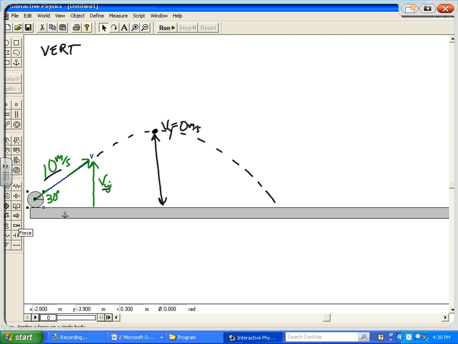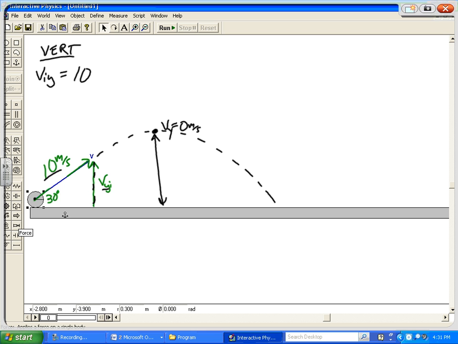Vertically, that's all we really care about, things that are up and down, to determine max height. A common mistake students make is to say the initial velocity is 10 meters per second. No, it's not 10 meters per second in the y direction. It might be 10 meters per second overall, but that 10 is not all going upwards. Some of that 10 is. So what is that much?